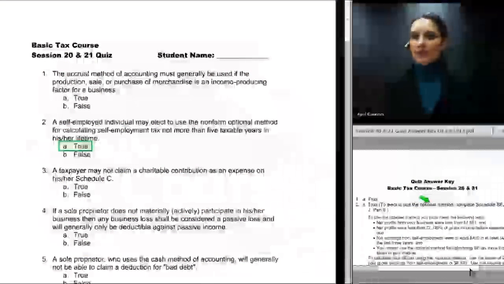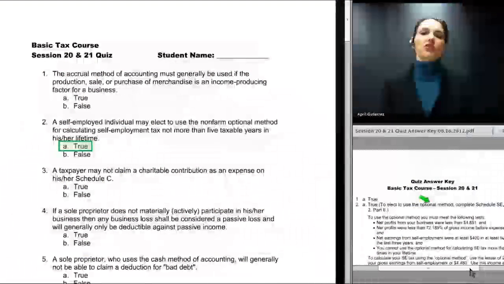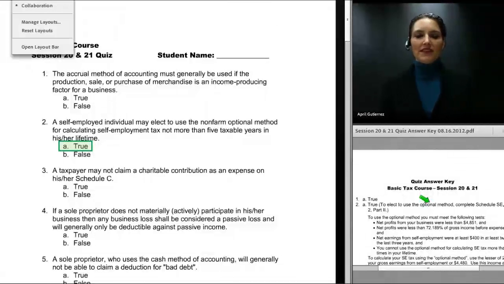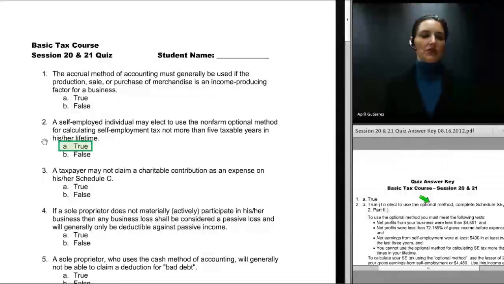We're going to begin Session 23 with a review of the Session 20 quiz. And the first most frequently missed question on the Session 20 quiz is question number 2. A self-employed individual may elect to use the non-farm optional method for calculating self-employment tax not more than 5 taxable years in his or her lifetime. That is a true statement, and really we didn't spend much time talking about the optional method, so I'm going to pull you over to the answer key here.